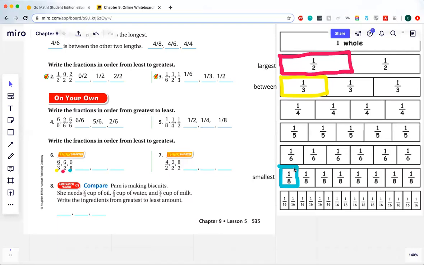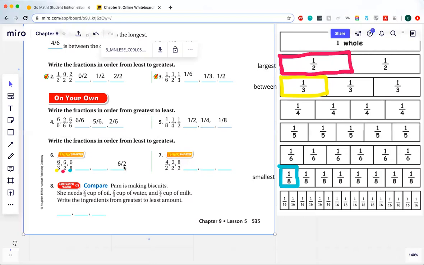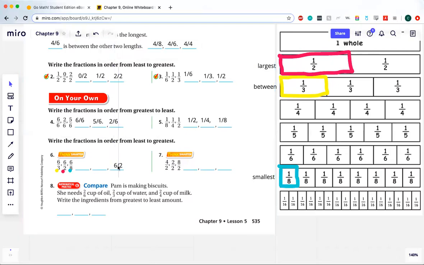Which one is going to be the biggest? Well, if each piece of my halves is the largest, and I have 6 of them, that's going to be bigger than my thirds or my 8ths. And it's always going to be bigger than my thirds or my 8ths. So I know that that's going to be my greatest fraction. So what are we ordering from in this? We're going from least to greatest. So I'm going to already put 6 over 2 here because I know that 6 pieces of 1/2 is going to be larger than the other 2.